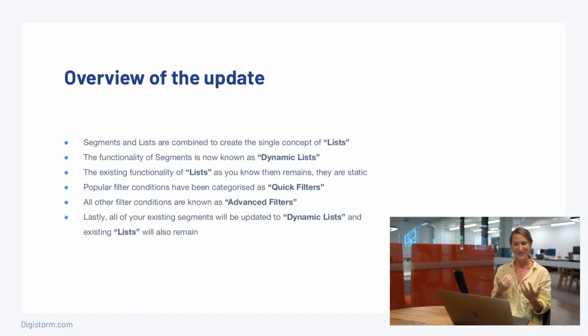Your existing functionality of lists as you know it, that being static and moving leads on and off the list, still remains the same. So you'll be able to see the difference in the system on the table view, the difference between what are dynamic and what are static lists. So again, it'll make a lot more sense when I show you.